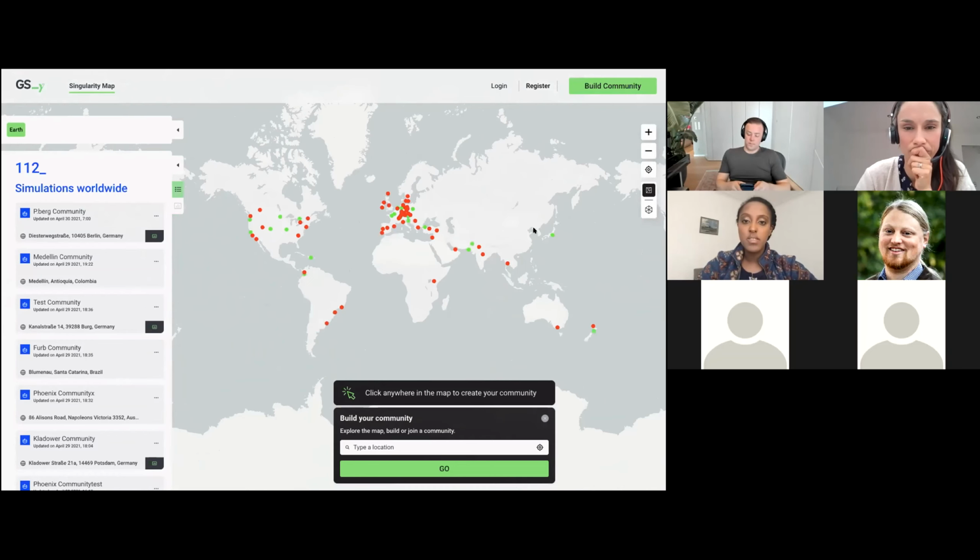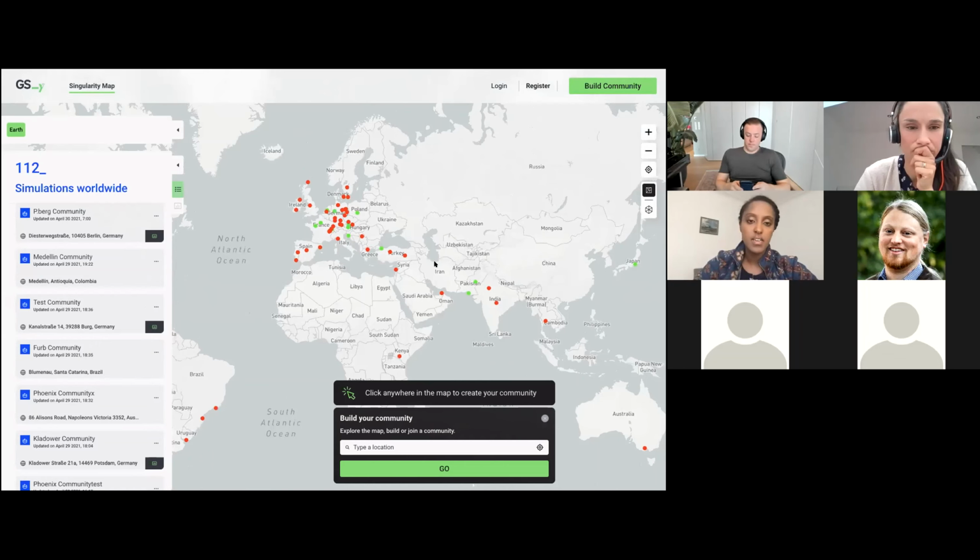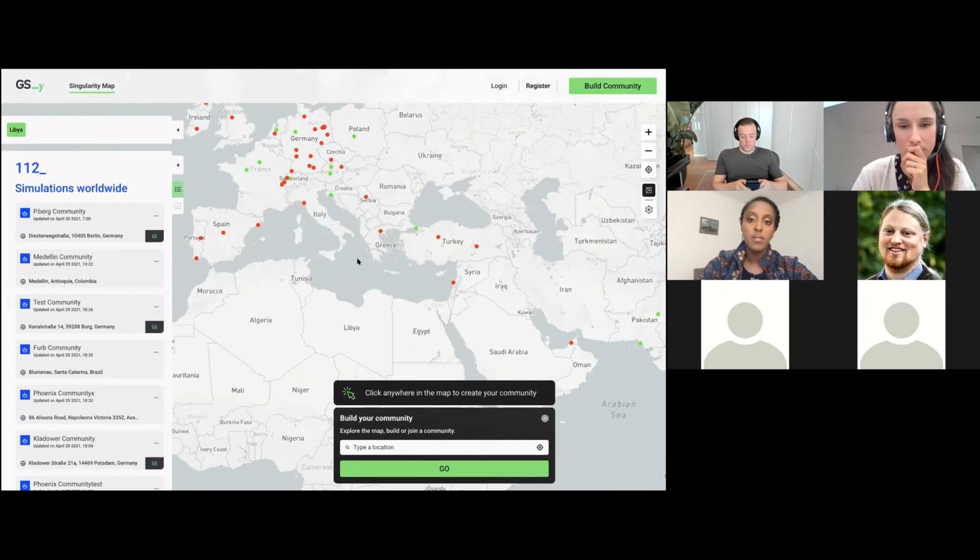So yeah, the red dots represent mostly a community that is consuming more than it's producing, and the green dots are for communities that are producing more than they're consuming.